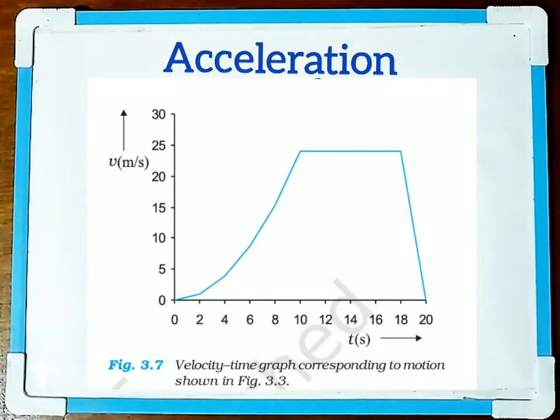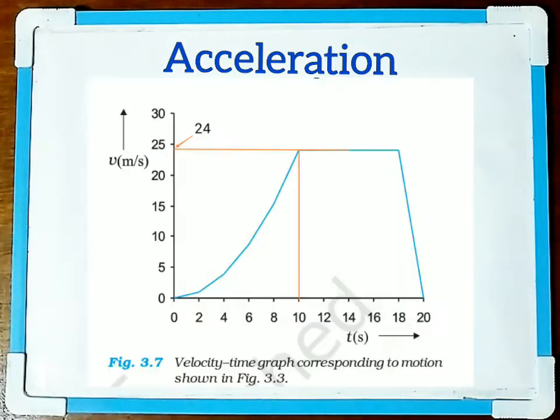At 0 seconds, the velocity is 0. Then after a time of 10 seconds, you see the velocity is equal to 24 meters per second. Then from 10 to 18 seconds, in that particular time interval, the velocity is constant, which means that the car is moving at a constant velocity. Then in the time interval 18 to 20 seconds, we can see that the velocity of the car decreases from 24 to 0.